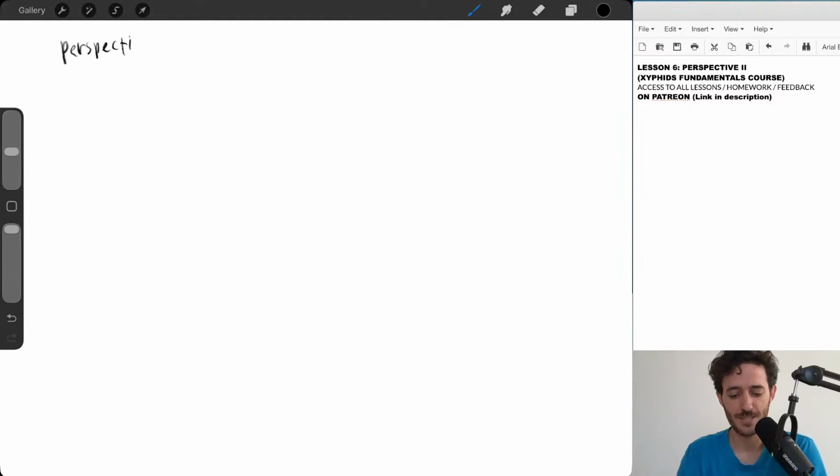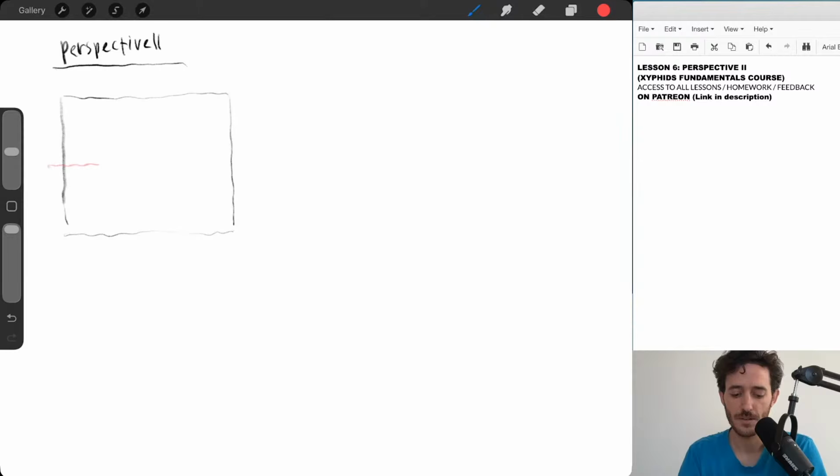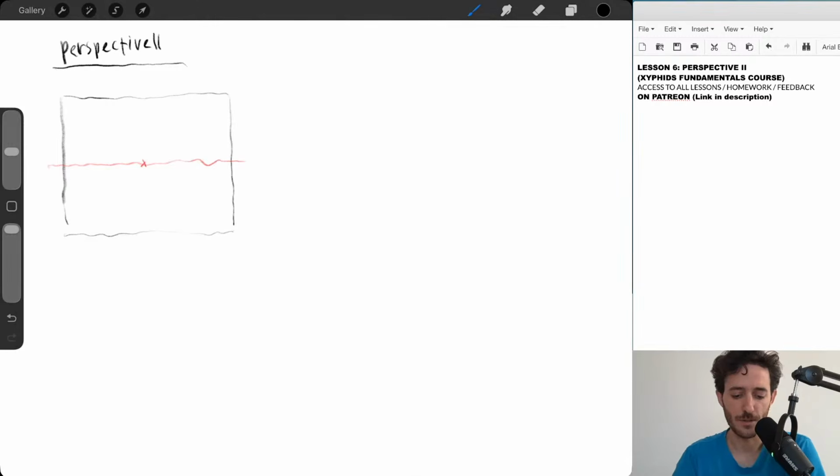Going to talk about perspective. Lesson number 2. And last lesson, we started talking about perspective, the absolute essentials. And we started with identifying a horizon line and sort of like what happens above and below the horizon line.